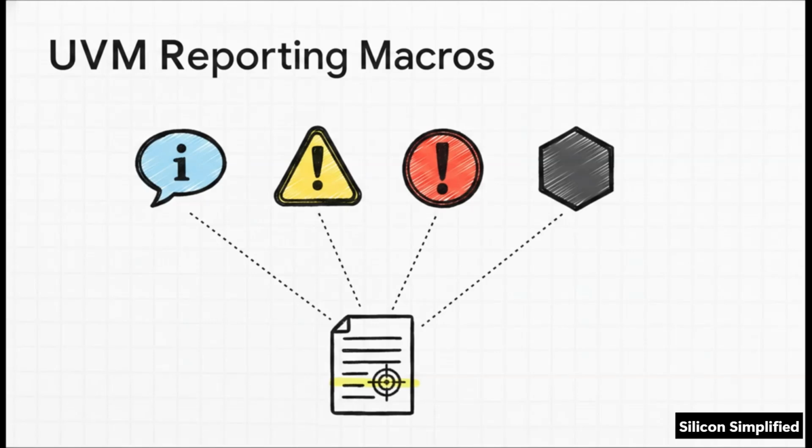And here is the absolutely crucial point. These are not just your standard print statements. UVM's reporting infrastructure automatically tracks the file and the exact line number for you. So when a message pops up, you know exactly where in your code it originated. No more guessing which component threw the error.